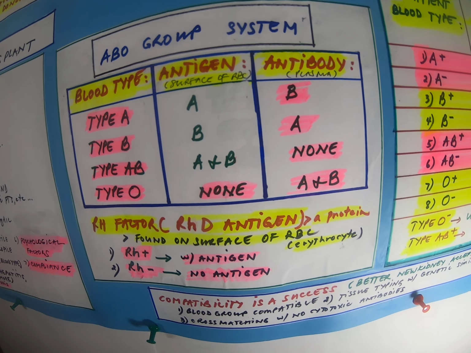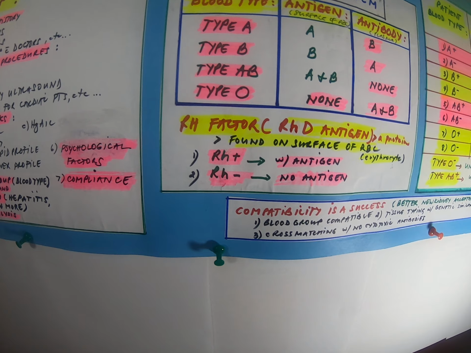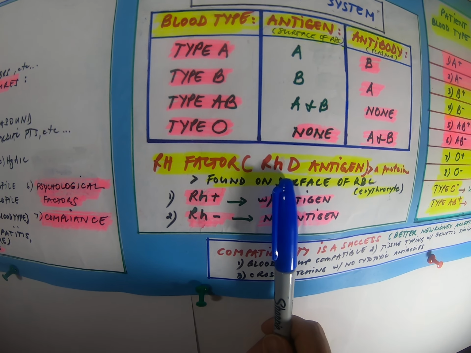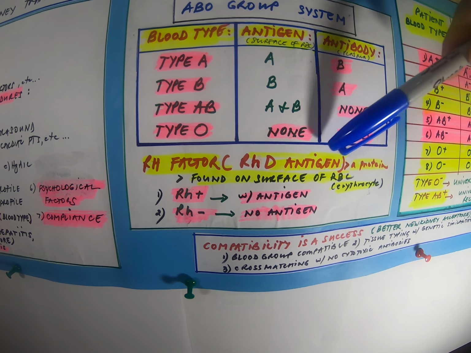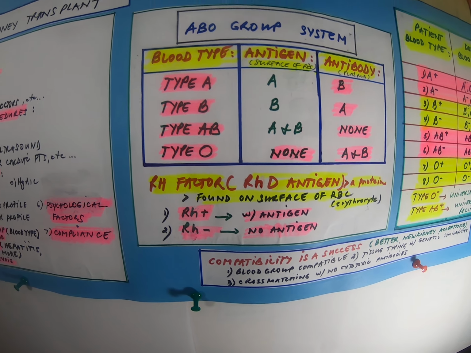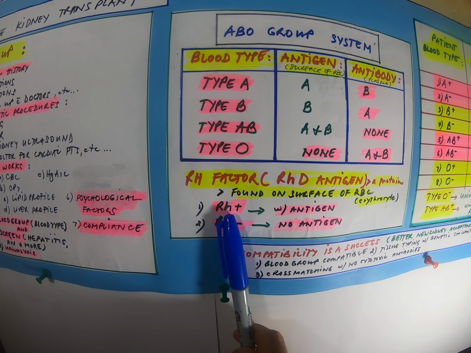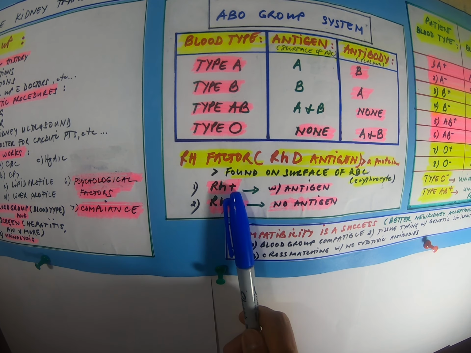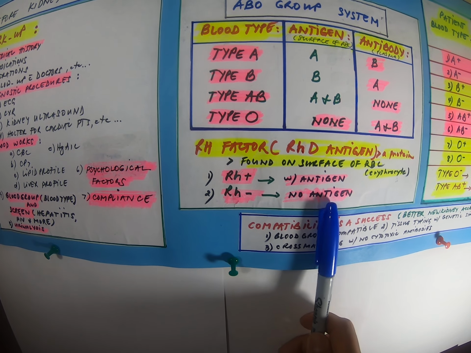So what is the Rh factor? This is actually the rhesus factor. This is actually the antigen, the RHD antigen, and this is found on the surface of the RBC or erythrocytes. When we see a type A Rh positive, that means the blood type of the patient is type A, but there is the antigen, so it's positive. If you say Rh negative, that means there's no antigen.